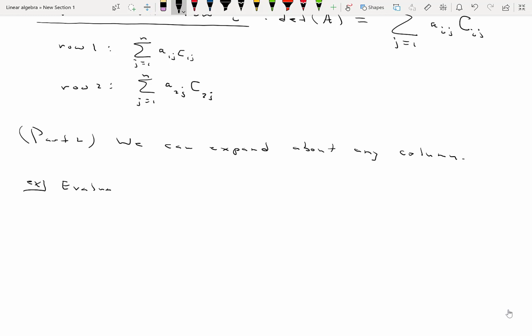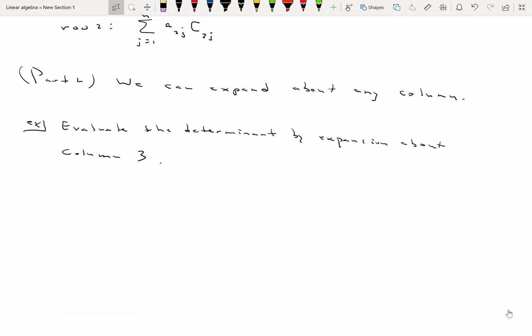Let's evaluate the determinant, let's see, by expansion about column 3 in the following matrix. The determinant is the determinant of the matrix whose entries are, column or row-wise, 1, 2, 3, 4, 5, 0, 6, 7, 0.